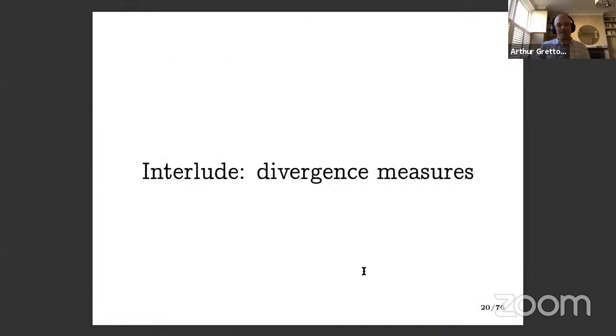Earlier when I gave talks about MMD, I would often be asked, well, MMD is a divergence between P and Q, but how does that relate to other divergence measures like KL or chi-squared? So the following little interlude is going to address that question.